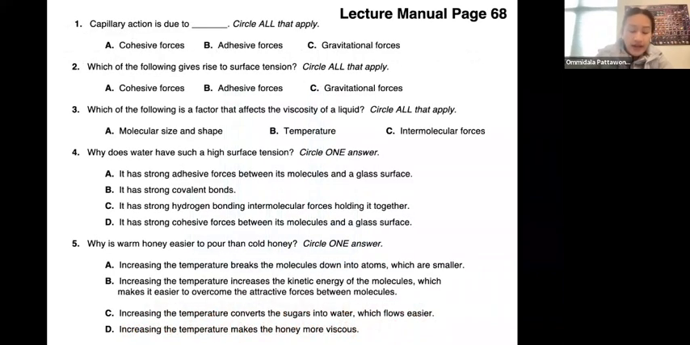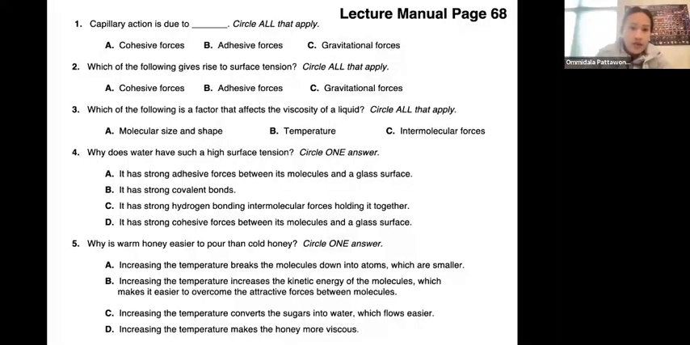Here is an example of the questions that you will be asked about the properties of liquids, right? So mostly it's going to be multiple choice or short answer. I would like you to pause the video now and complete these problems here. Once you complete, you can resume the video again to check your answer. All right, let's check your answer together.